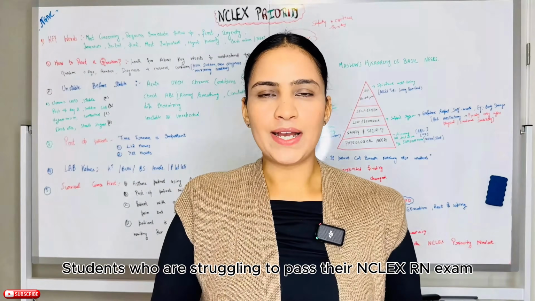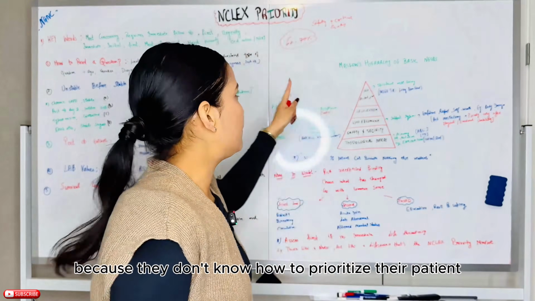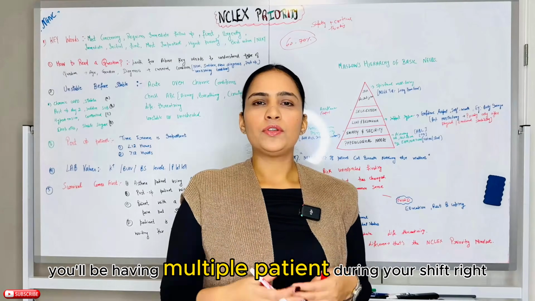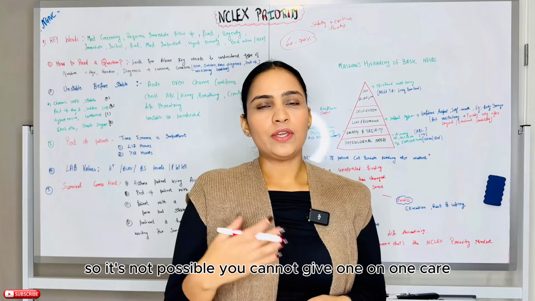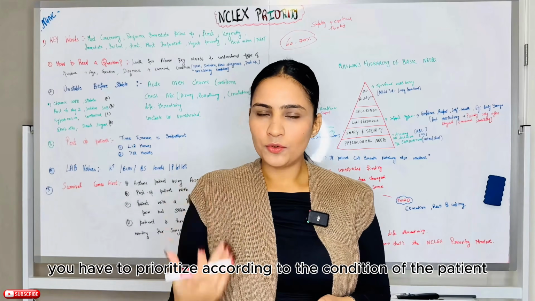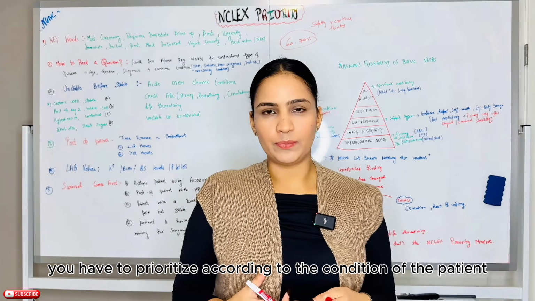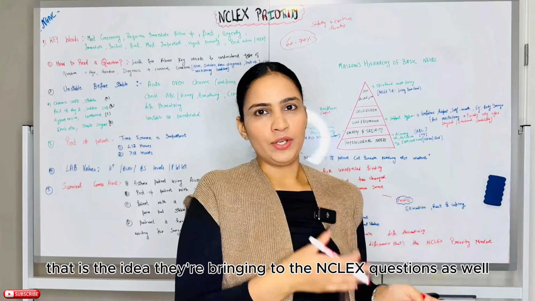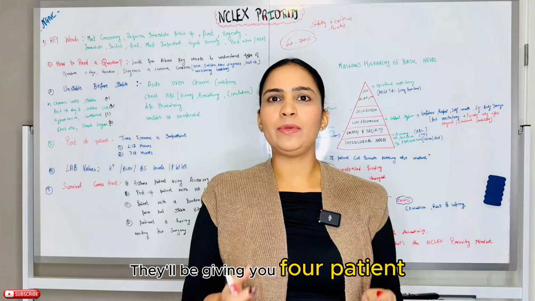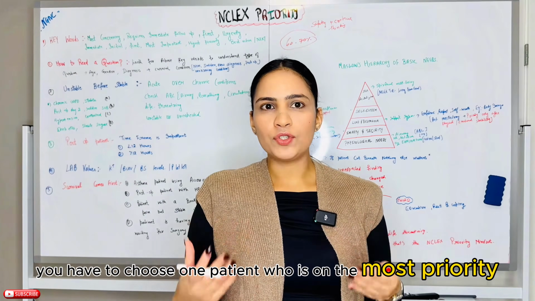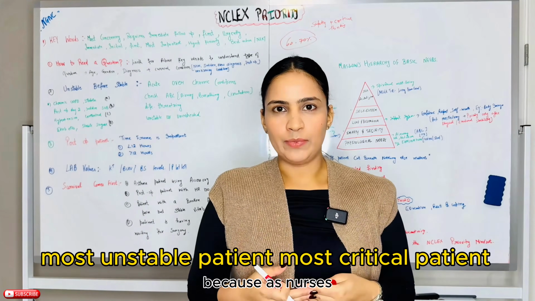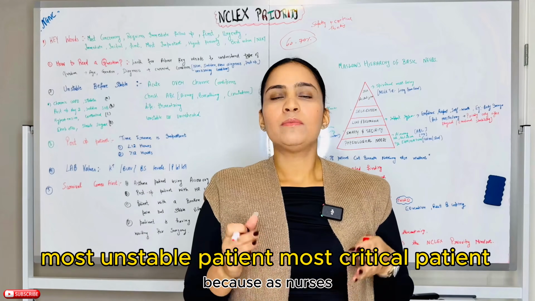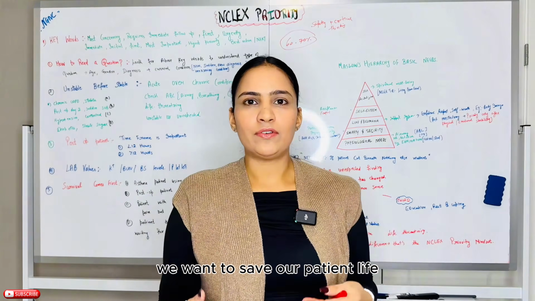Students struggle to pass their NCLEX-RN exam because they don't know how to prioritize their patients. You'll be having multiple patients during your shift, right? You cannot give one-on-one care, so sometimes you have to prioritize according to the condition of the patient. That is the idea they're bringing to the NCLEX questions as well. They'll give you 4 patients, and you have to choose the one patient who is the most priority, the most unstable, most critical patient, because as nurses, we want to save our patients' lives.